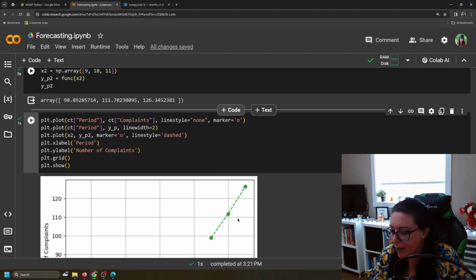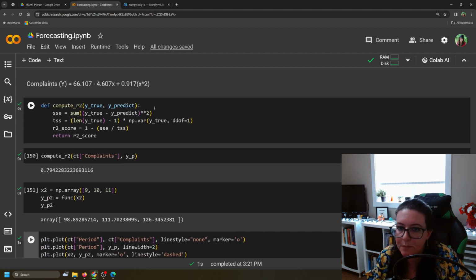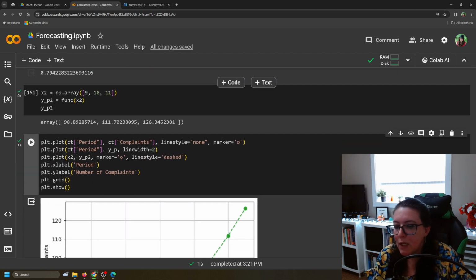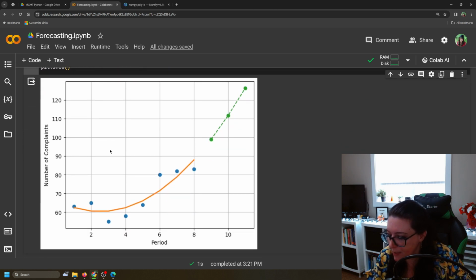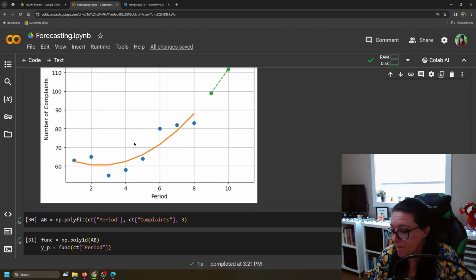So we have forecasted some future periods. We have come up with a formula to show that relationship between time and the number of complaints, and we have calculated the R-squared to see how well they fit. We could look at other polynomials. This is a polynomial of degree 2. Perhaps a polynomial of degree 3 would fit better.